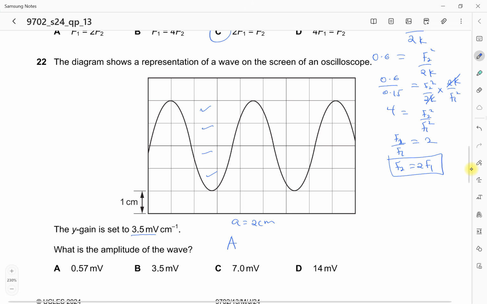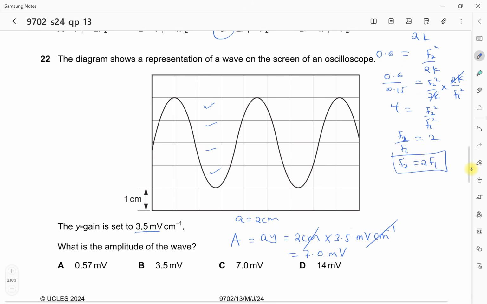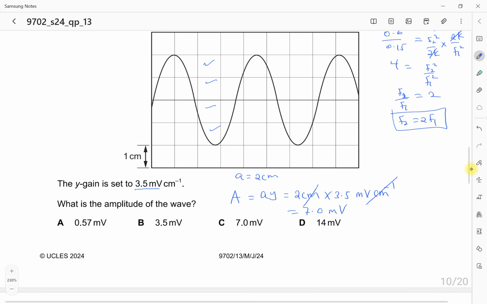So to find the amplitude, we get the length representing the amplitude times the Y setting, which is going to be 2 centimeters times 3.5 millivolts per centimeter. So this one cancels, and this gives us 7.0 millivolts. So this means for question number 22, our answer is going to be C.